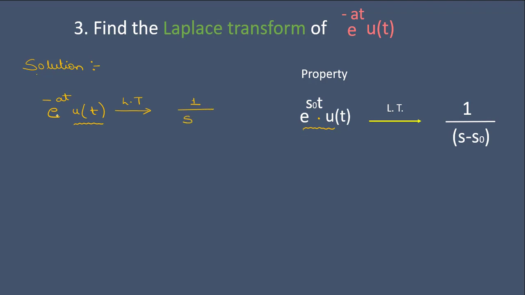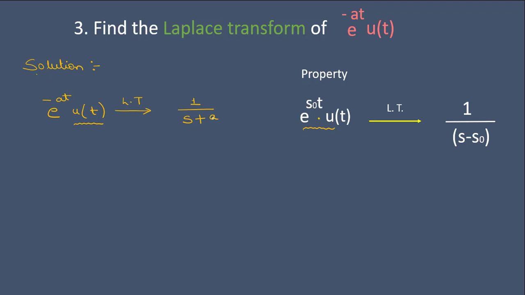So when an exponential is multiplied in time domain, it results in shifting in s domain with opposite sign. So it will be 1 upon s, shifting with opposite sign. Here the sign of a is minus, here it will be plus a. So the Laplace transform of e raised to minus at u(t) is 1 upon s plus a.